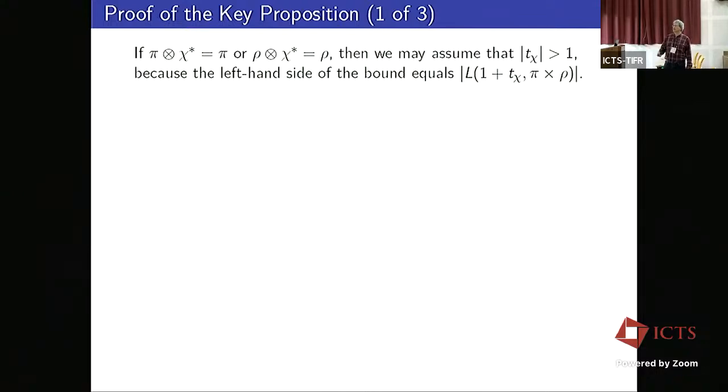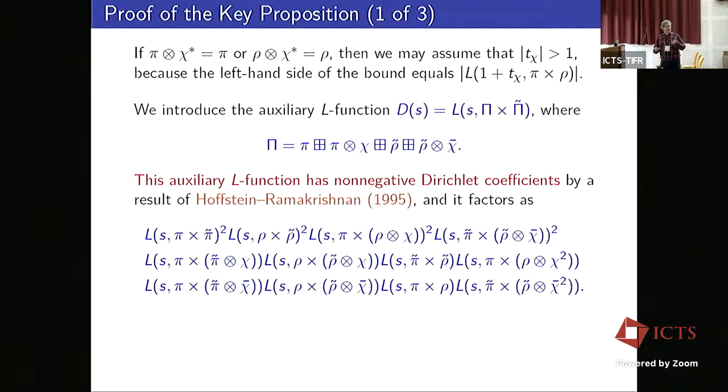So it's just a technical assumption that in the case when pi enjoys a self-twist by chi-star or rho enjoys a self-twist by chi-star, then the t part of our twisting character is not close to 0. It's just a technical assumption. Anyways, here's the real deal.